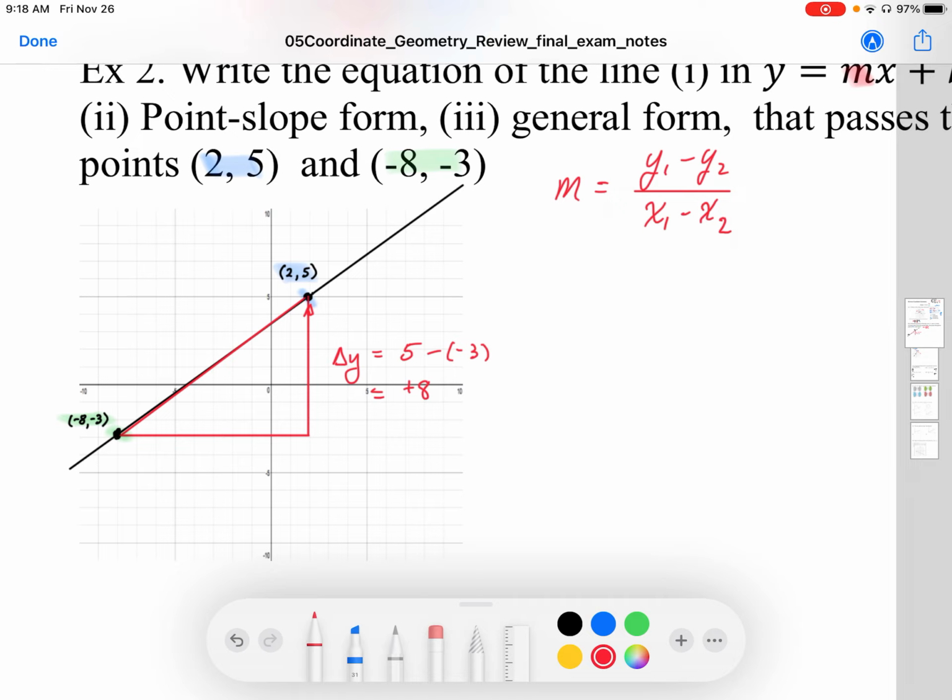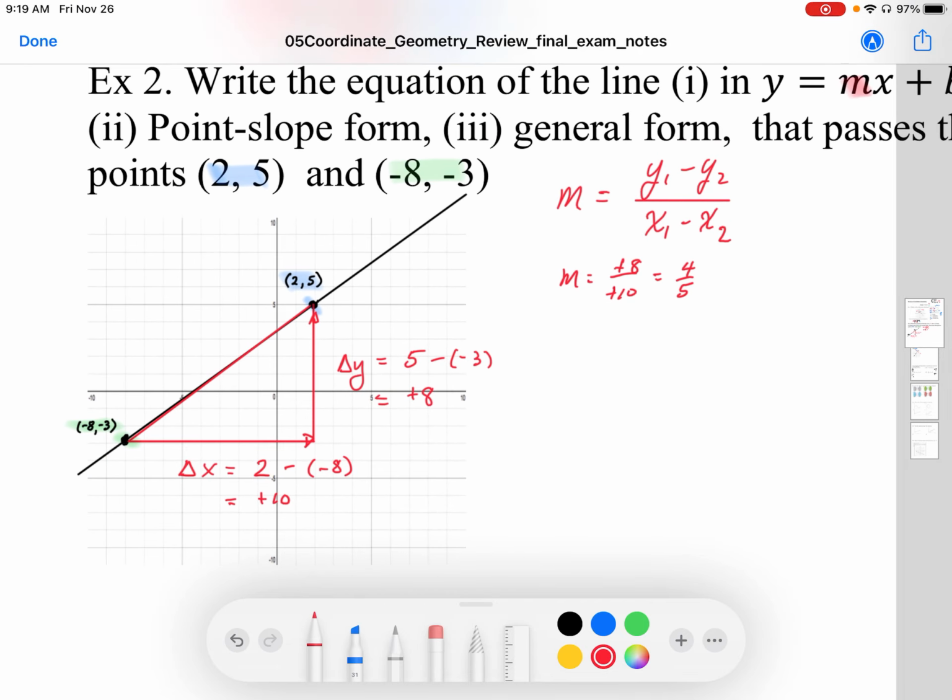I've gone up 8. When I do my change in x, I just have to make sure that if I started with the 5, I've got to start with the 2 for the x. So that's my ending position. My starting position is going to be -8, so it's 2 minus -8, and that gives me +10 as my run. So my slope is +8 over +10. We can leave it like that, or put it as a decimal. I'm going to write this as a fraction, 4/5 in simplified form.